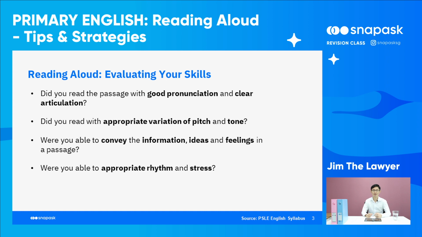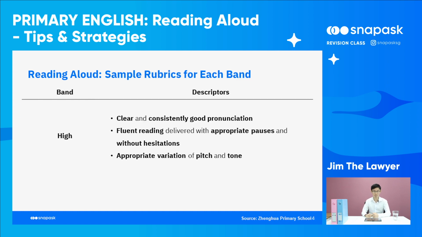In the exam, your examiner might be looking out for some of the rubrics, and they might be assessing you based on a few bands. Band number 1 means being able to clearly and consistently give good pronunciation, being able to fluently read and deliver with appropriate pauses and without any hesitations. And finally, being able to vary your pitch and tone appropriately in a good setting.